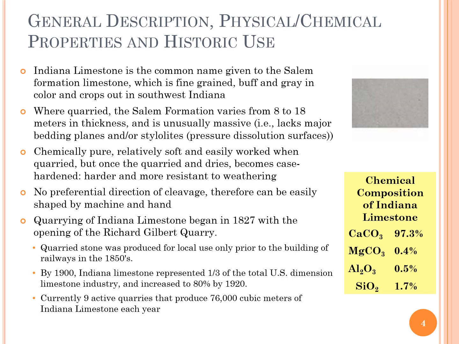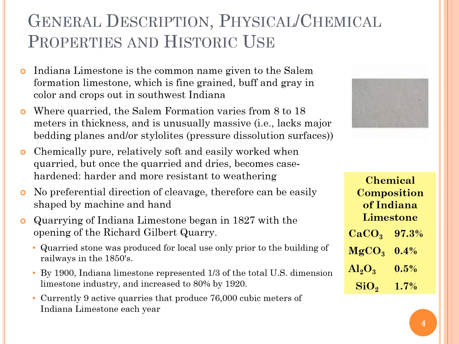It's chemically pure. You can see the chemical composition to the right. It's almost entirely calcium carbonate with a little bit of magnesium and aluminum oxide and a tiny bit of gritty SiO2 silica. When it's quarried, it's quite soft, and when it sits out, it begins to case harden, making it more resistant to weathering, which is a very preferential character. It has no strong direction of cleavage, and therefore it can be easily shaped by hand or machine in just about any form.